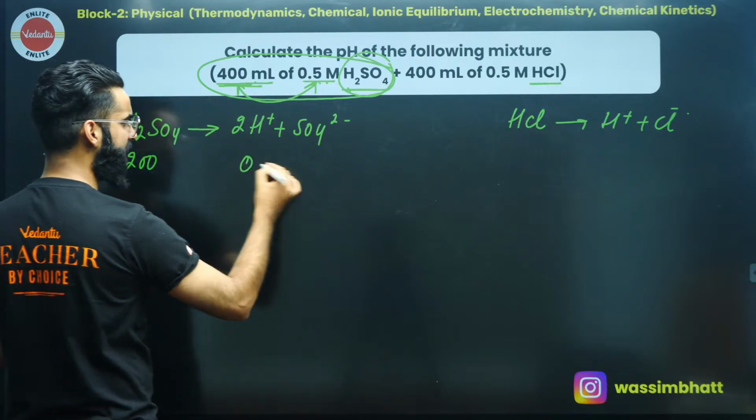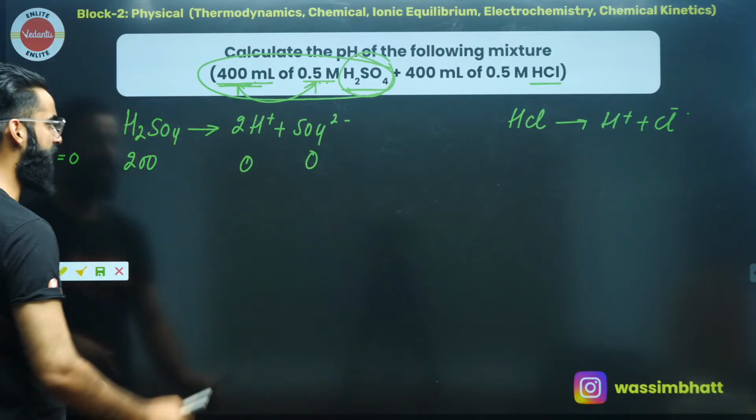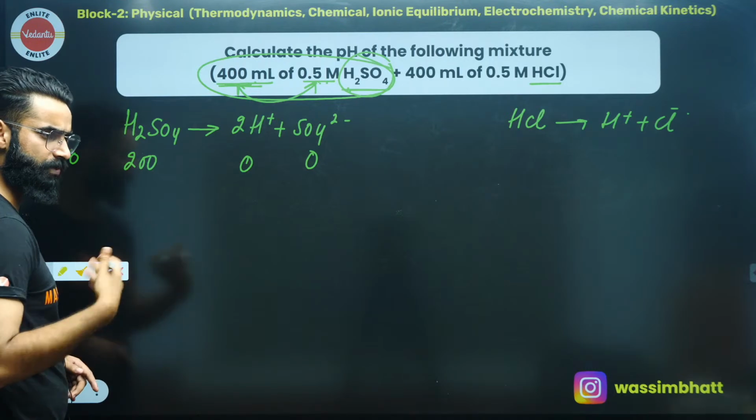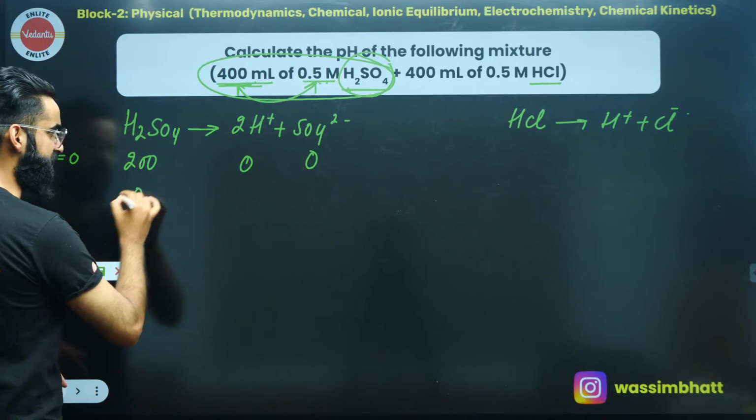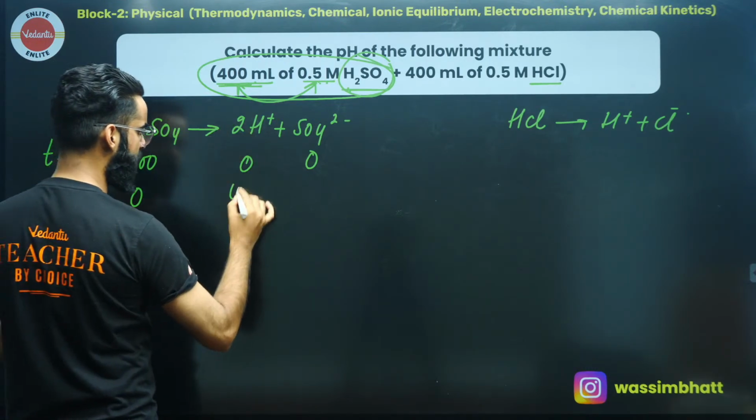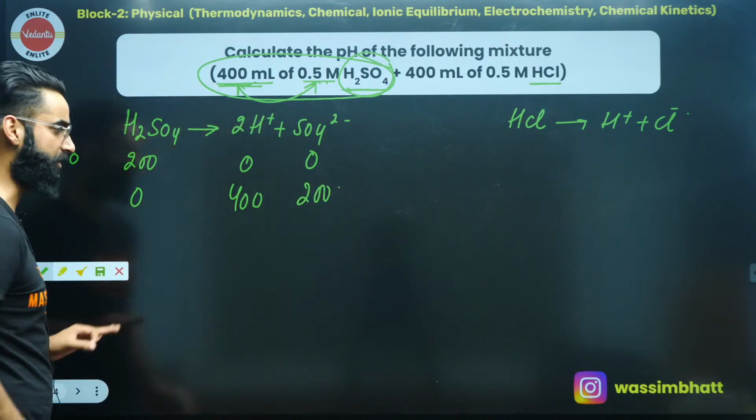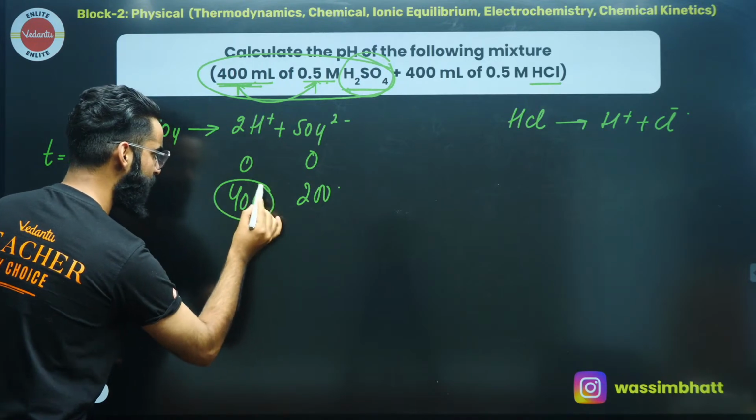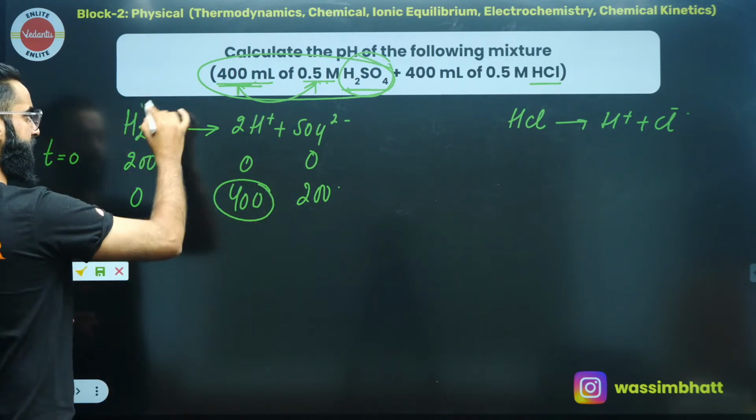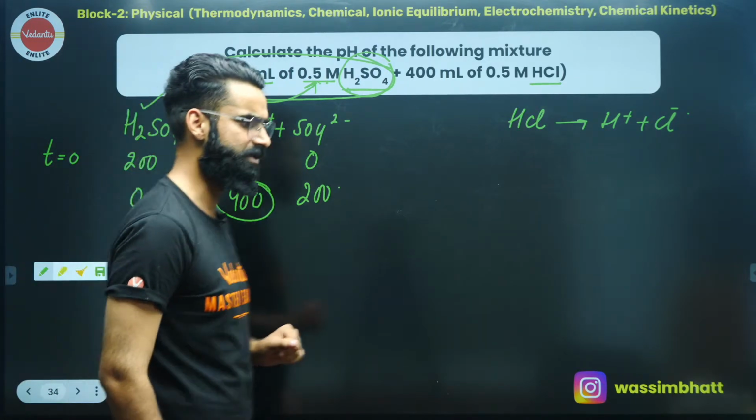So this will be 0 at time t equals 0. Now, it's a strong electrolyte. It would have got dissociated completely into its ions. So this is going to be 0. 1 mole gives 2 moles. From 200 you get 400 millimoles. This again is going to be 200 millimoles. So basically you got to know the millimoles of H positive which are coming into the container due to H2SO4. That's 200, right?